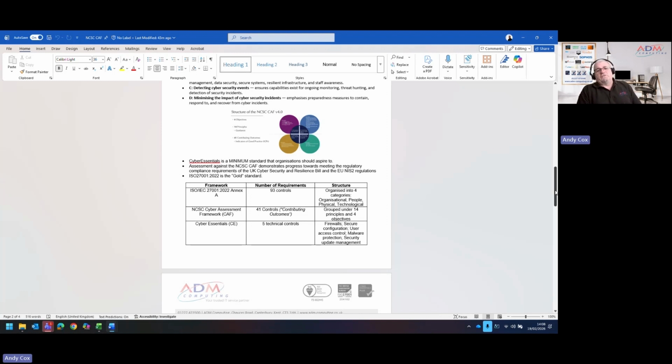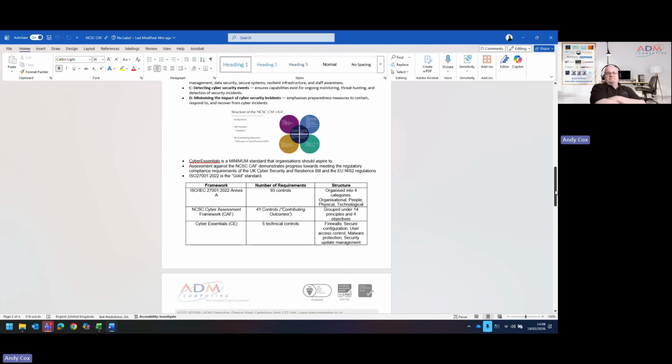There is something called SOC 2, which sits above that, which is even more controls. But for the point of this, we're going to say that ISO 27001 is the top one. Now, the NCSC Cyber Assessment Framework sits between the 2 of those. So you can see from that, the NCSC CAF has 41 controls, and we'll get onto it shortly. They're grouped under 14 principles and 4 objectives.